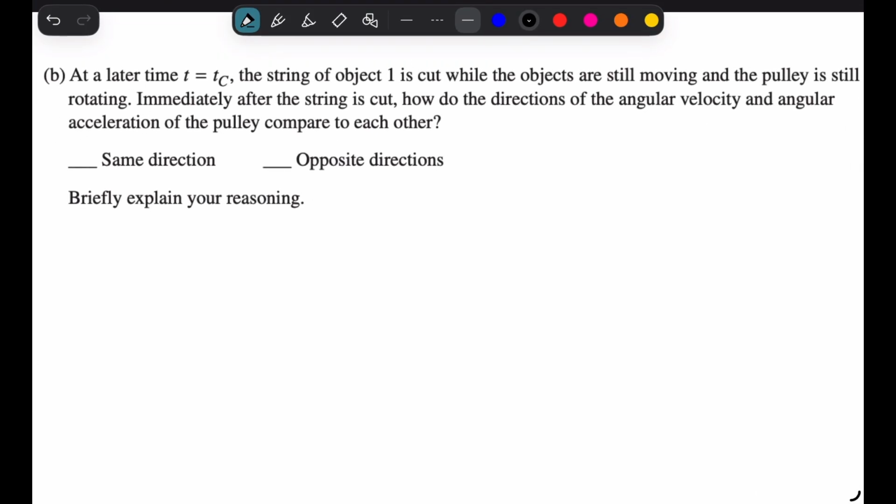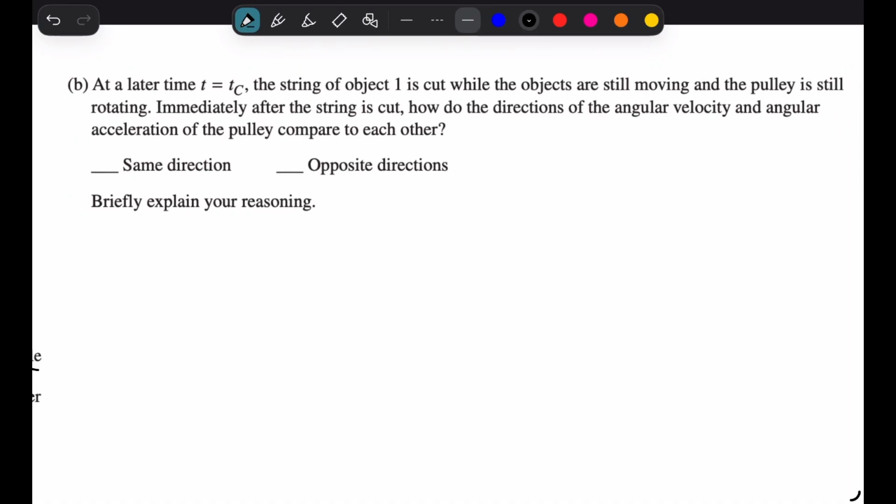At a later time t equals tc, the string of object 1 is cut while the objects are still moving and the pulley is still rotating. Immediately after the string is cut, how do the directions of the angular velocity and angular acceleration of the pulley compare to each other?